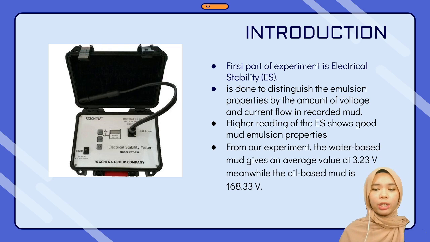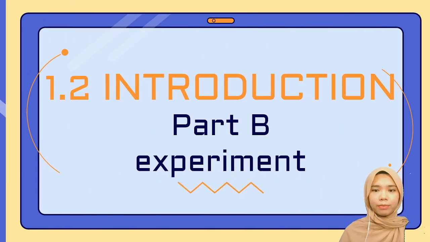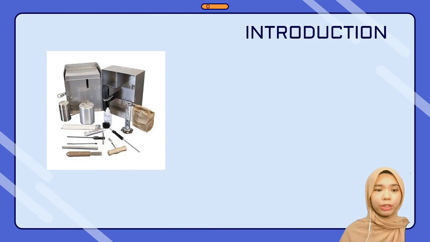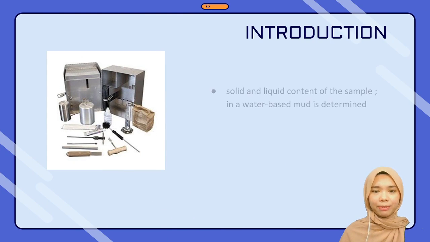From our experiment, the water-based mud gives an average value of 3.23 volts. Meanwhile, for the oil-based mud, it is 168.33 volts. Introducing part B of the experiment, we are using the retort kit in this part B.